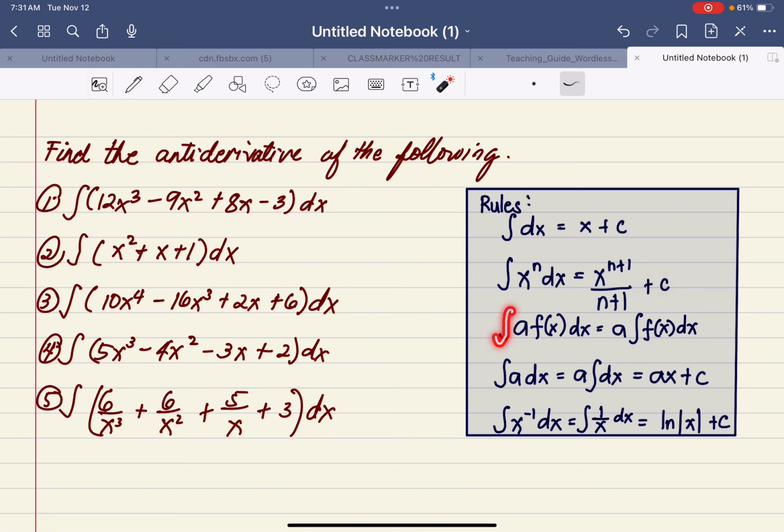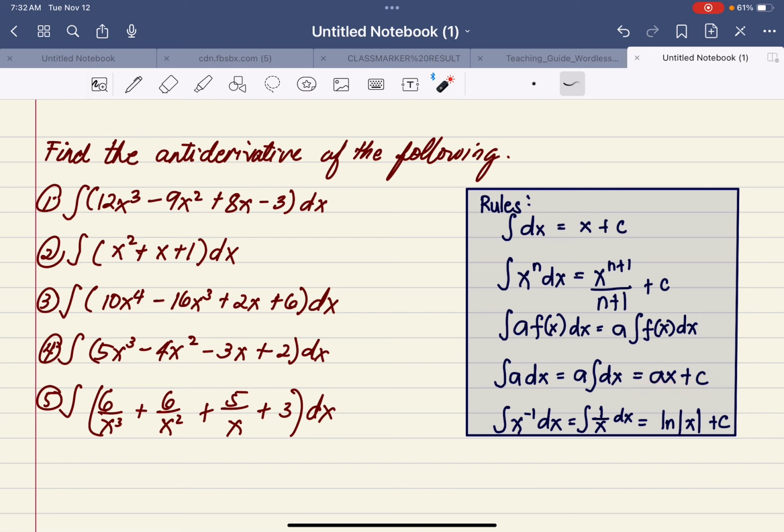Next rule, antiderivatives of a f of x with respect to x. If you have a coefficient, you can write that coefficient before the integral symbol. That will become a times the antiderivative of the function with respect to x. So in other words, if we have the antiderivative of a with respect to x, that will become a times the antiderivative of dx. So therefore, that will become x. So ax plus c is the answer.